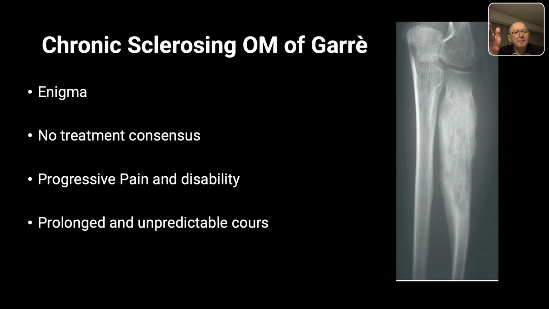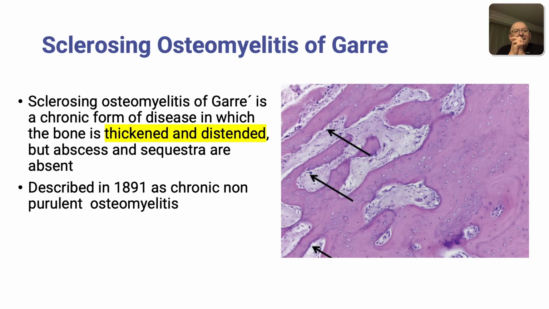So patients usually complain about progressive pain and disability. There is a prolonged and unpredictable course of the disease. I have patients with really mild symptoms that are able to take symptomatic treatment, and I observe them, but this is not the case that I would like to share with you.